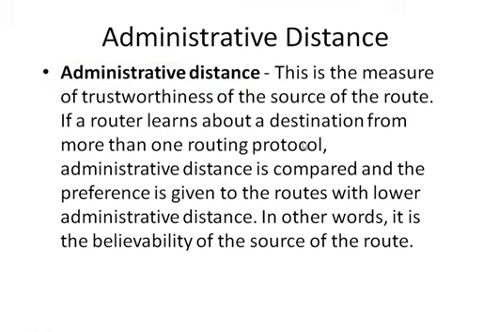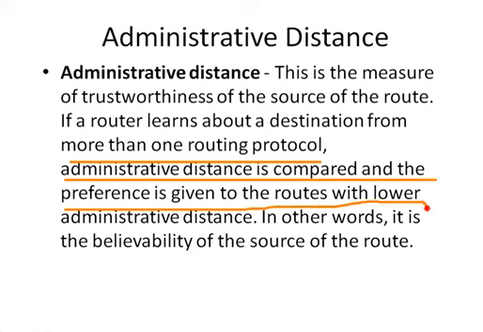You can see here, this is the measure of trustworthiness of the source of the route. If the router learns about a destination from more than one routing protocol, administrative distance is compared and the preference is given to the route with the lower administrative distance. In other words, it is the believability of the source of the route. A router getting a route from which source, from which protocol?